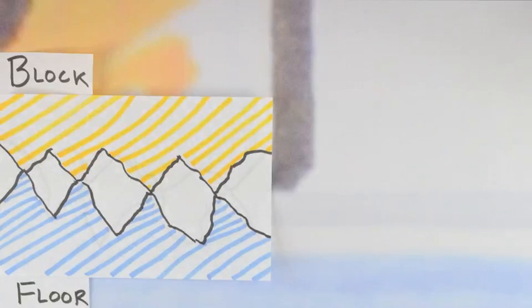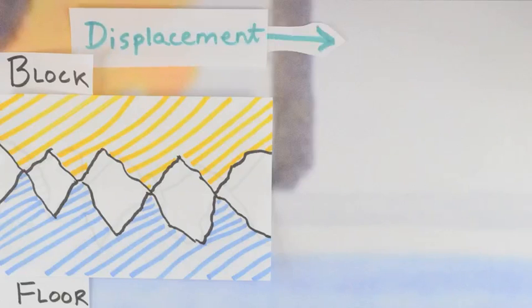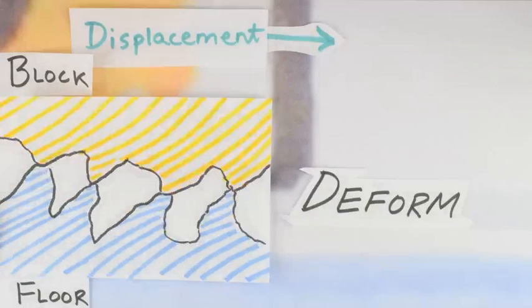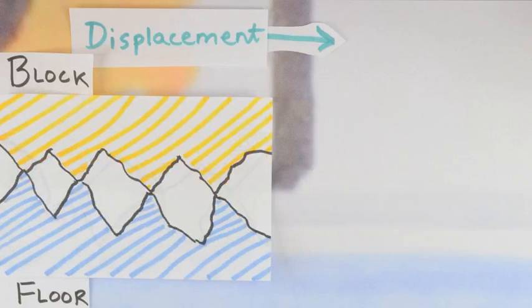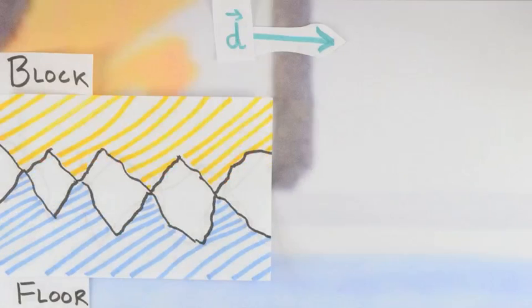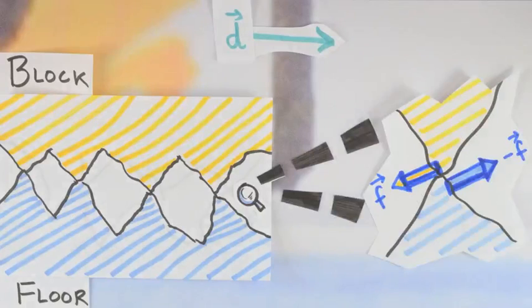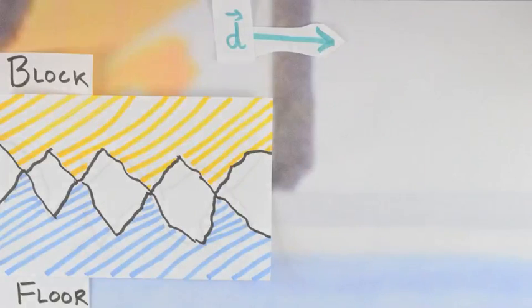Now let's picture what happens when, say, a protrusion from the block makes contact with a protrusion from the bottom surface as the block displaces to the right, relative to the surface. The protrusions would deform like this because of the friction force that acts at the tips of the protrusions. Now here's the key point. We see that if the block undergoes a displacement of magnitude d, the displacement of the protrusions at the location where friction acts, at the tips, has a smaller magnitude, say d sub f.